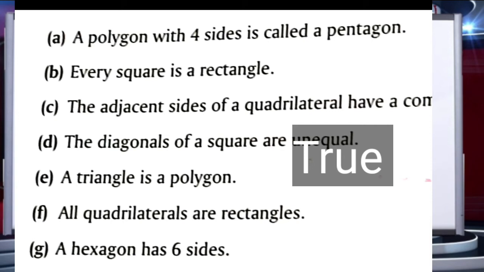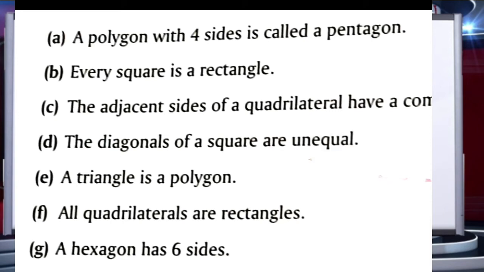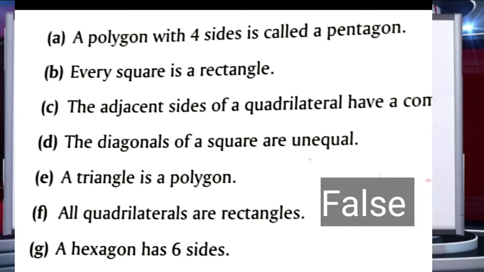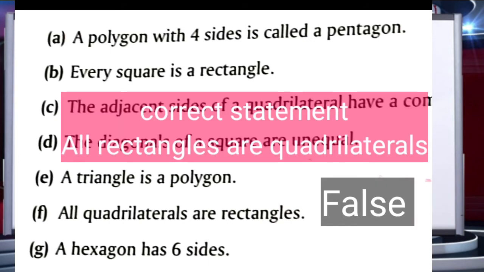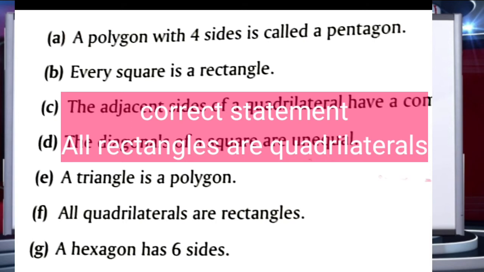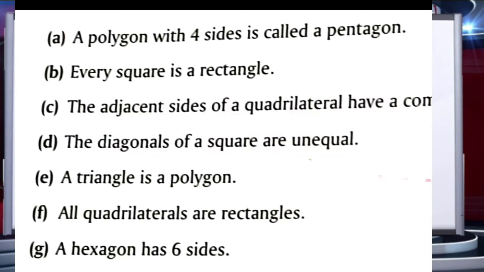True. F part, all quadrilaterals are rectangles. This is false. Correct statement is all rectangles are quadrilaterals. G part, a hexagon has 6 sides. It is true.